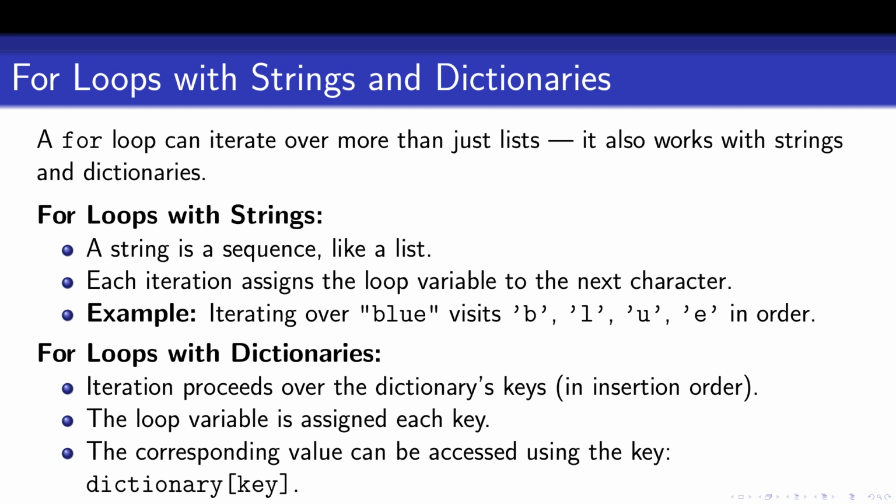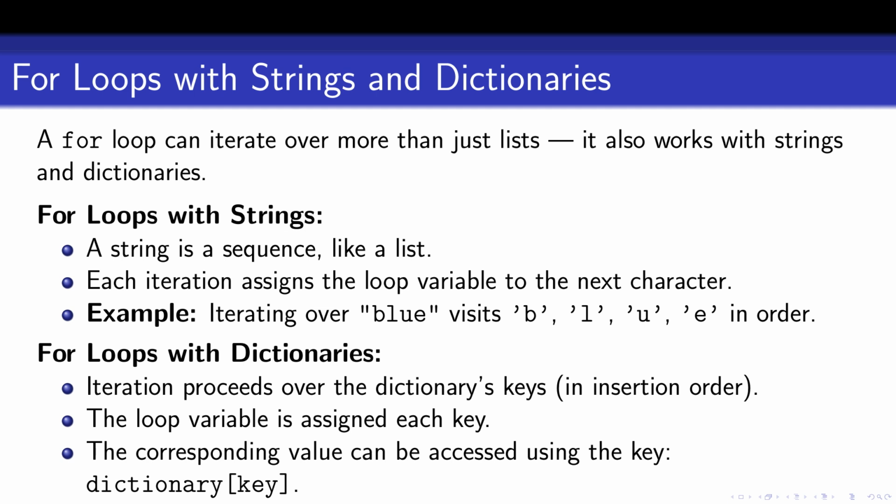In addition to lists, for loops can also iterate over other sequence types like strings and dictionaries. When iterating over a string, each loop iteration processes one character at a time. For example, iterating over the string blue results in accessing the characters B, L, U, and E sequentially.